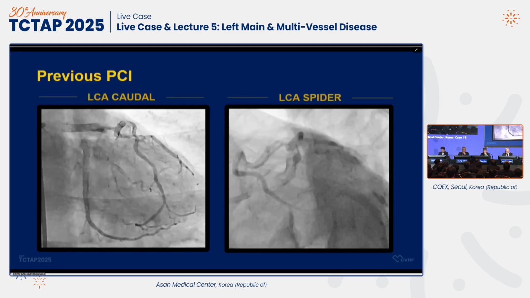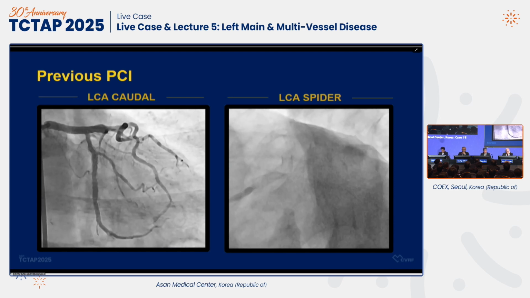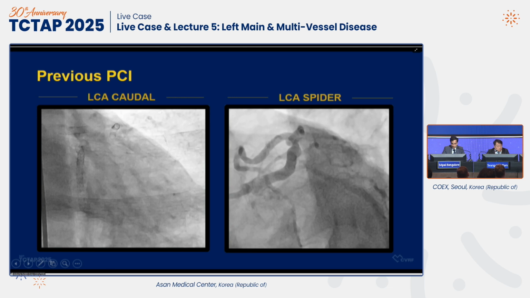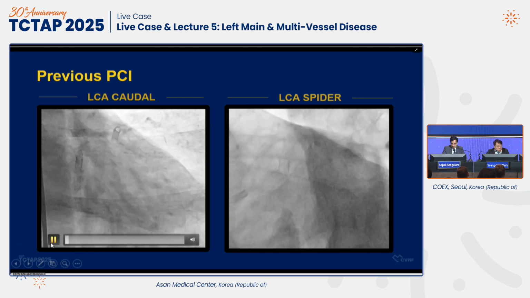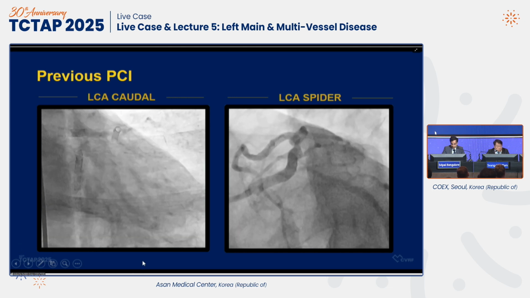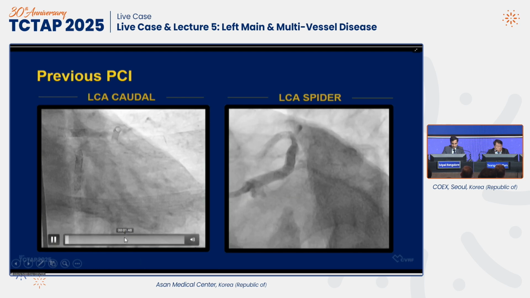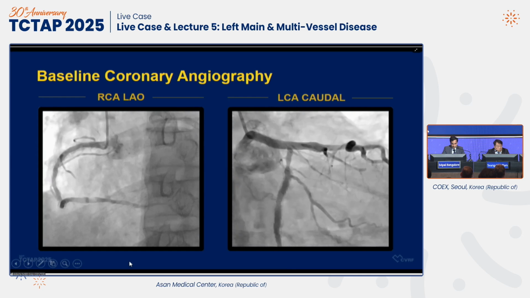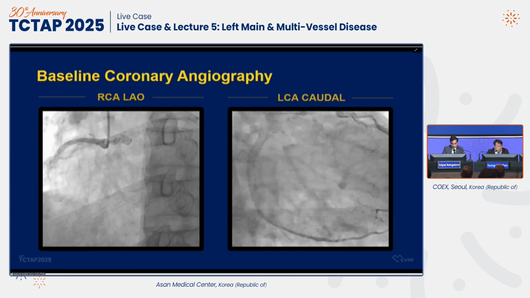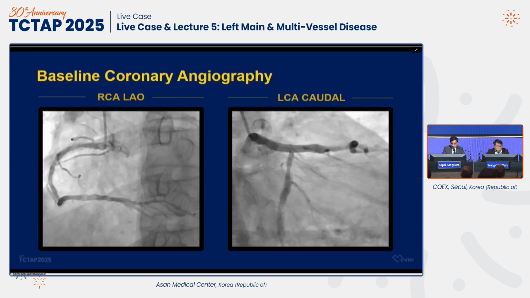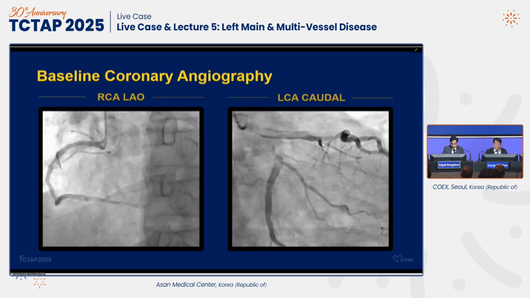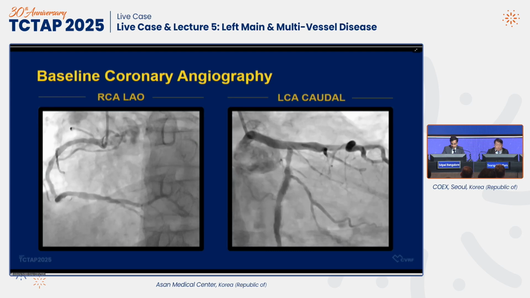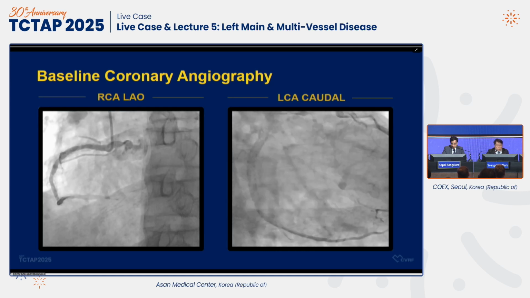This is his previous PCI image from 6 months ago. Left main to proximal LAD PCI was performed, and the proximal left circumflex artery showed moderate to severe stenosis, but the distal flow was quite symmetrical. This is his coronary angiography, which showed the previous stent was patent, but the proximal lesion showed slight disease progression.